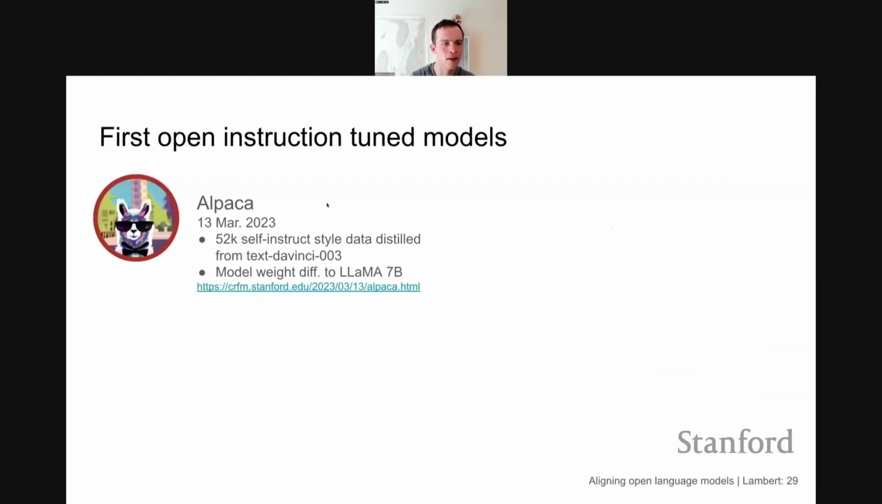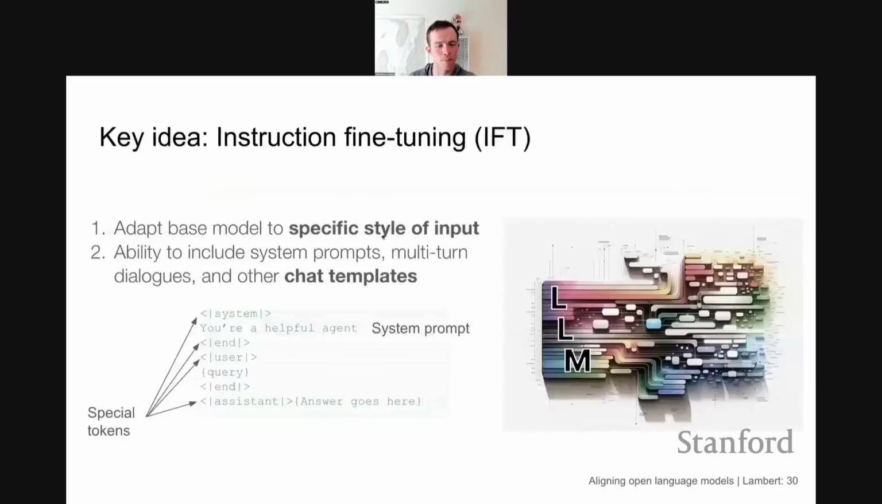This was trained on 52,000 self-instruct style data distilled from text-davinci-003. There's a lot in this sentence. I'll say what self-instruct means, but this wasn't even data generated from ChatGPT. It was generated from one of OpenAI's API models. So if we talk about this, this is all on how to apply instruction fine-tuning.